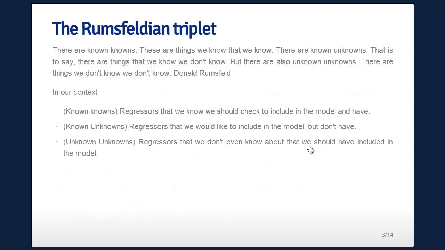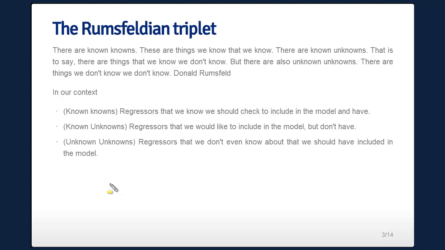So Donald Rumsfeld had this interesting, kind of infamous quote, and it goes like this. Donald Rumsfeld is a former Secretary of Defense of the U.S., and he said, there are known knowns. These are things that we know we know. There are known unknowns. That is to say, there are things that we know we don't know. But there are also unknown unknowns. There are things that we don't know that we don't know.